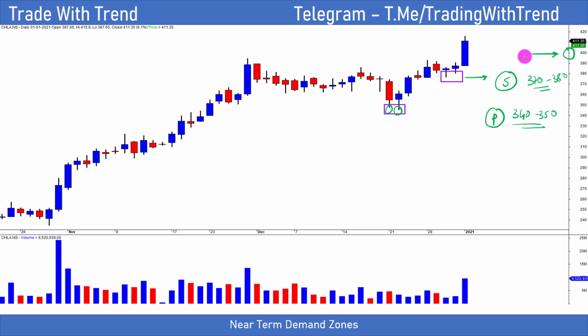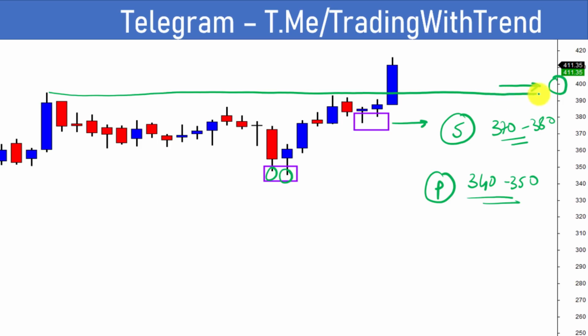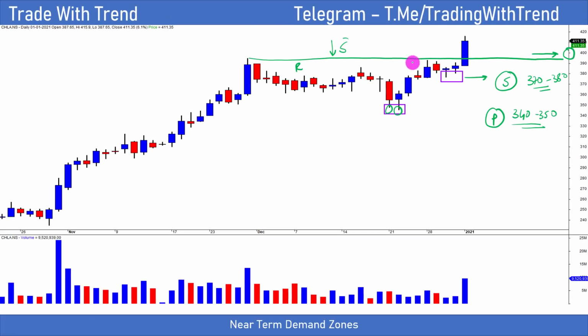The main reason for this particular level is that the previous resistance level was somewhere near 390 and 400. So this was prior resistance, and since price has now broken out, this resistance level has now become a support level. This is the concept of supply turning into a demand zone. For the last section of the video, I'll take 370 and 380 as a reference level. This is just to explain how you should approach the stock heading forward.